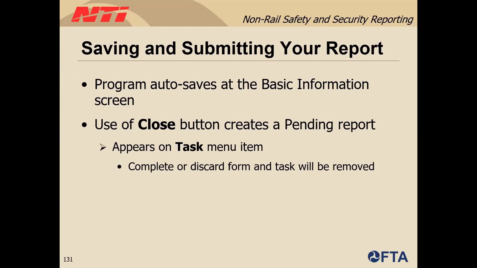When you're ready to complete that report, perhaps you went out of it deliberately. Maybe you realized you didn't have all the information you needed to complete the form, but you don't want to start all over again. So again, if you leave that without saving, it'll be a pending task. So you can open your task menu. You'll see it listed there. It'll say SNS 40 event, and you can click on it, and it'll take you right back into the form where you left off. So this way now you can complete it and then save and submit it. Or if you no longer need that pending task, you can just delete the form instead.